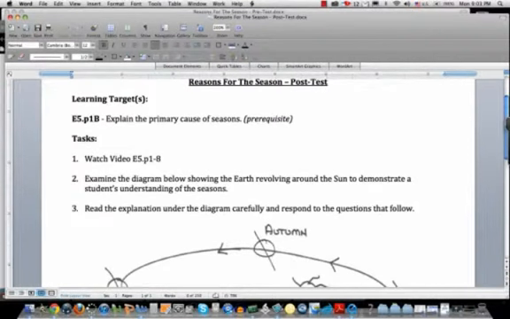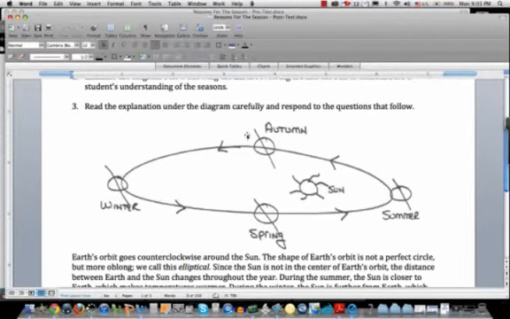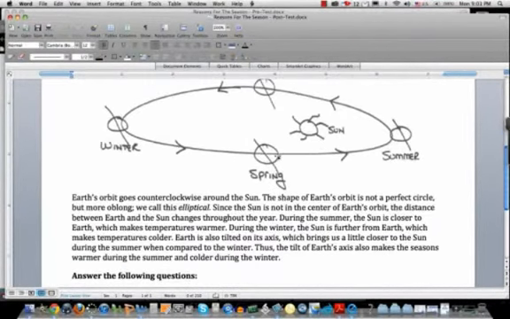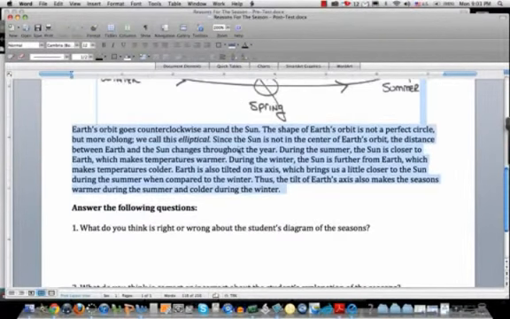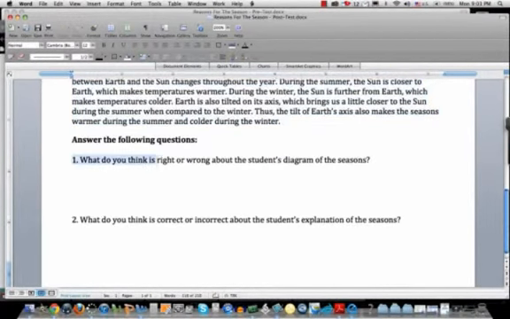What you'll do, just like you did with the pretest, is you'll examine the student's diagram, the location of the sun, the way that the Earth revolves around the sun, the tilt of the Earth, and along with that, the seasons which are labeled in the locations in which Earth is placed on the diagram. Along with evaluating the diagram, you're asked to read the explanation that this student provided for their diagram. Once you have done your evaluation of both of those, you are asked two questions.